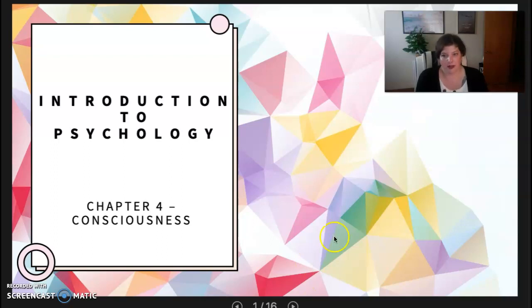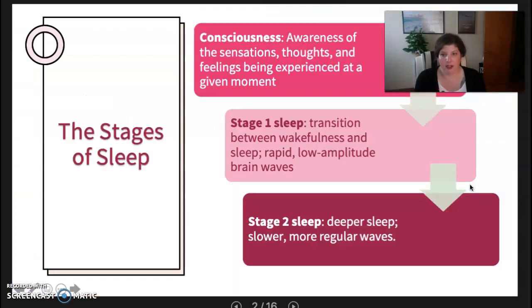So, starting with sleep, there are 3 stages of sleep and then the REM stage. Let me switch my slide here. Yep, there we go. So to begin with, it's got the definition of consciousness up there.